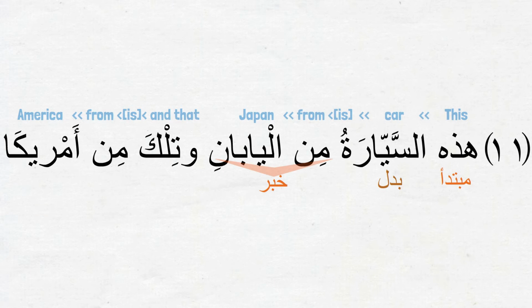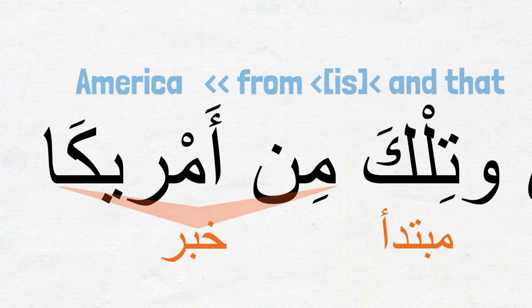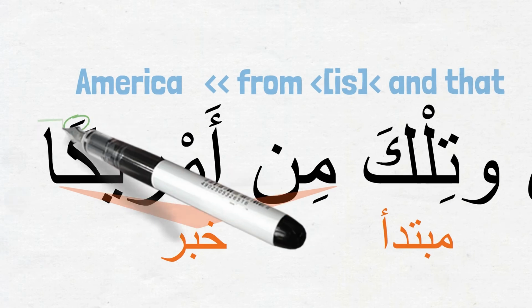The second sentence is تلك من أمريكا. تلك is the مبتدا and جار مجرور من أمريكا is the خبر شبه جملة. As we learned earlier in the video, the ism أمريكا is coming as مجرور here, but it cannot take kasra ending because of its ending with alif.